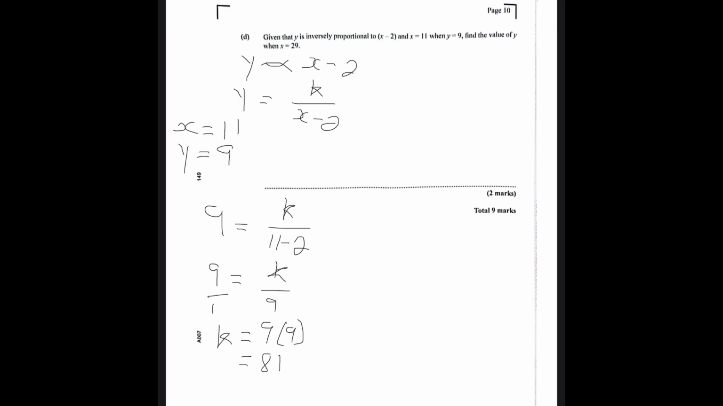Now they want us to find Y when X is equal to 29. We already know the constant, so we can write back the formula. Y is equal to k over X subtract 2. We know that X is equal to 29 and k is equal to 81. So let's find Y. It's 81 divided by 29 subtract 2. This will give us 81 over 27. And when this is calculated, we'll get 3. And that is it.